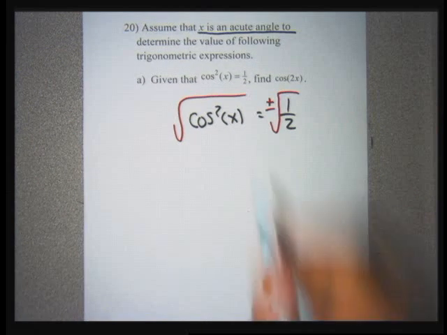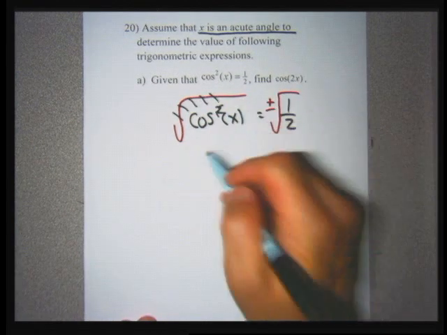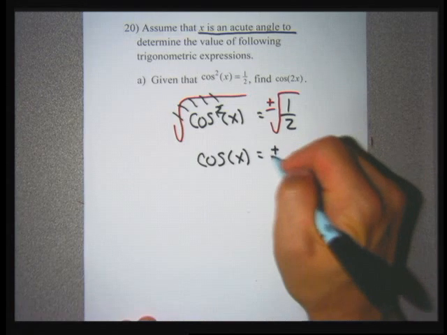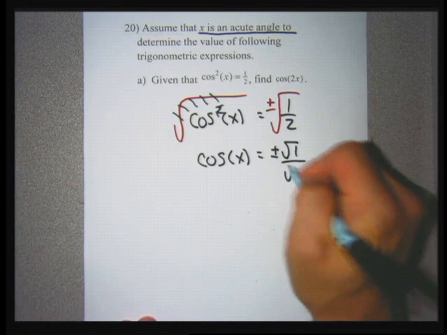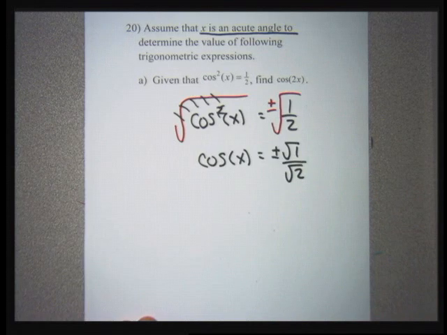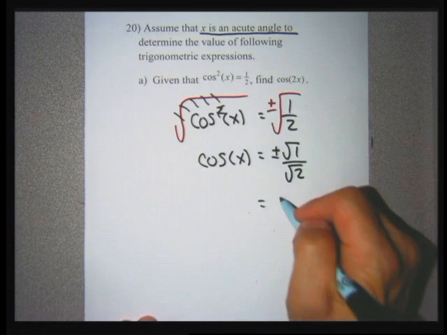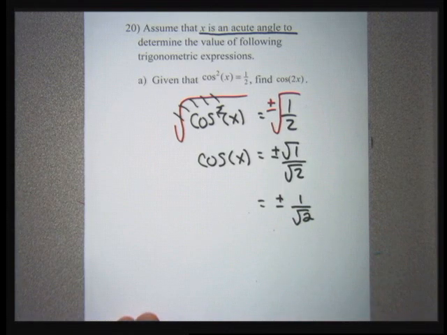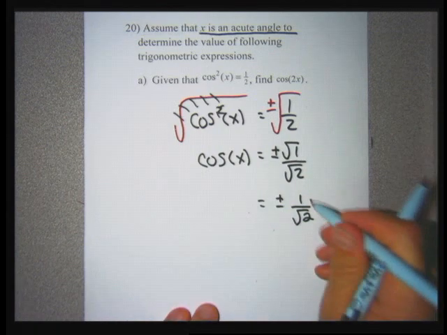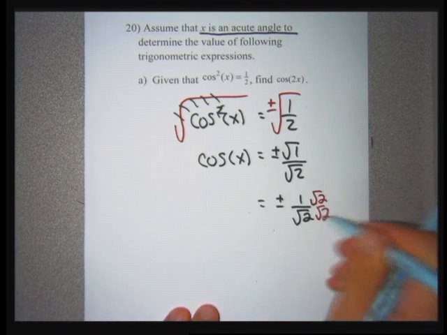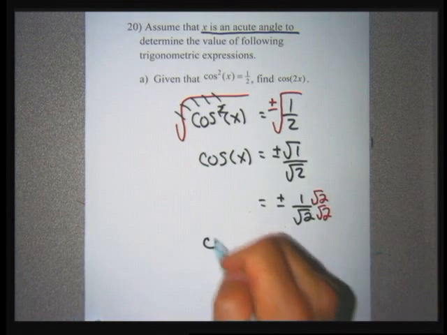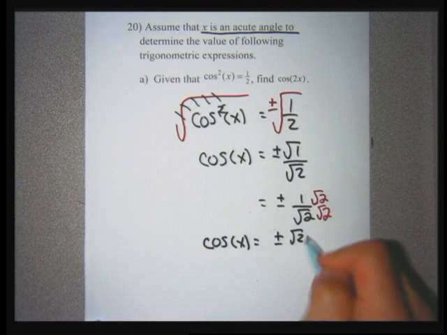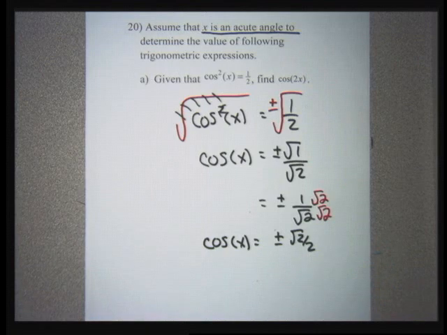On the left side, the square rooting is going to cancel out the squares and just give me cosine of x. On the right side, I get really plus or minus the square root of 1 over the square root of 2, which is plus or minus 1, because the square root of 1 is 1, over the square root of 2. And I'm going to rationalize this by multiplying by the square root of 2 over the square root of 2. And this is going to give me cosine of x equals plus or minus the square root of 2 over 2. This is going to give me the ability to solve for x's.